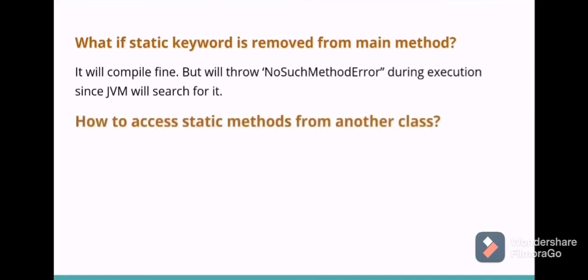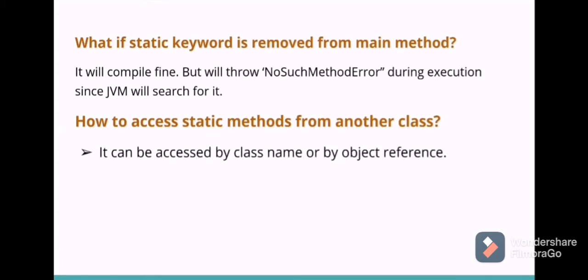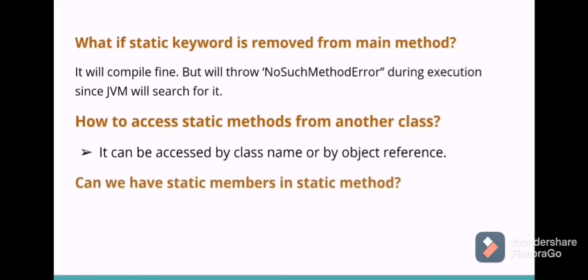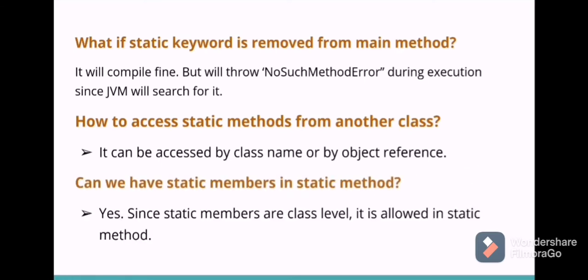How to access static methods from another class? It is similar to static variable only. Here also we can access either by class name or by object reference. Can we have static members in static method? Yes, since static members are class level, it is allowed in static method.